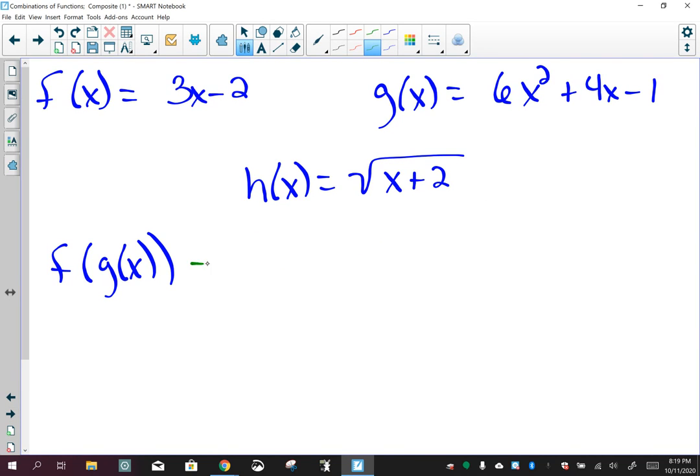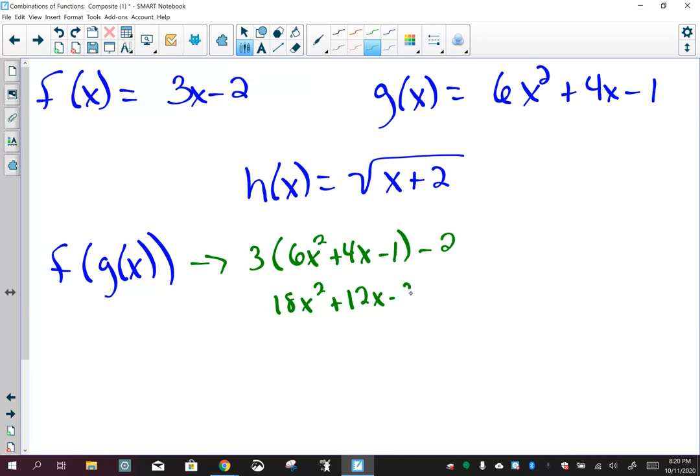The second one, f of g of x, so 3 times 6x squared plus 4x minus 1 minus 2. That's 18x squared plus 12x minus 3 minus 2. So that would be 18x squared plus 12x minus 5.